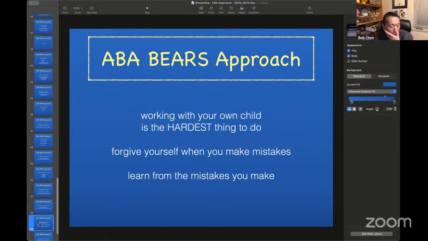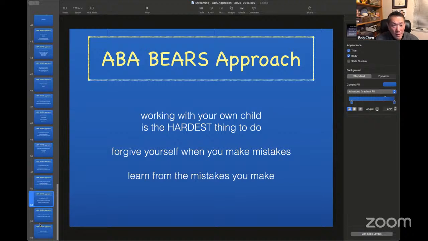Now, a couple last points here. And this is something that I've told all parents. I give nothing but credit to you parents that have to work with your own kids. It is the single hardest thing that you will ever do in your life. So be forgiving of yourself. You're going to make mistakes. It's okay. Don't feel guilty. Guilt is your enemy. So you learn to live without guilt. Learn from the mistakes you make, though. Don't keep on repeating the same mistakes.